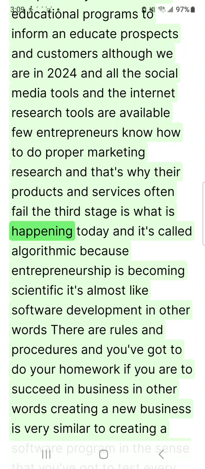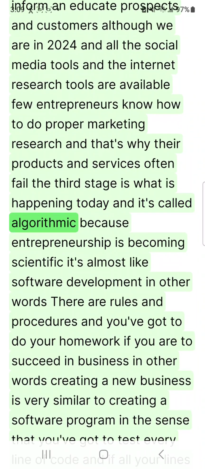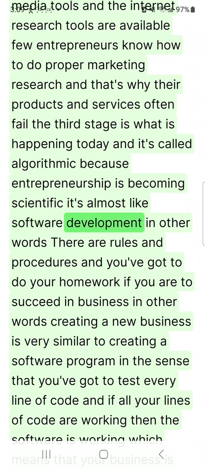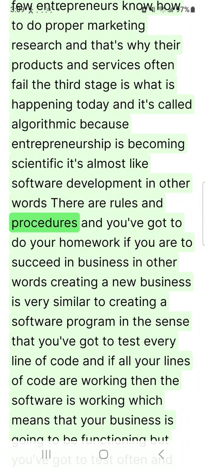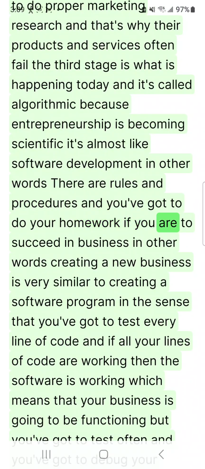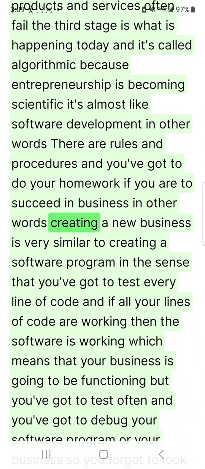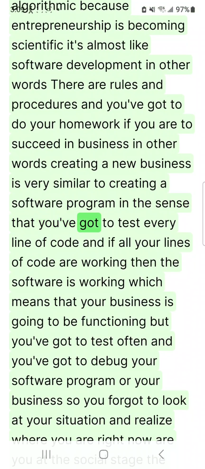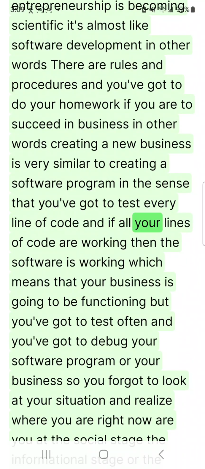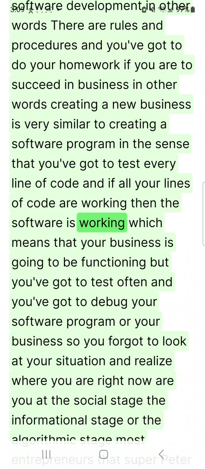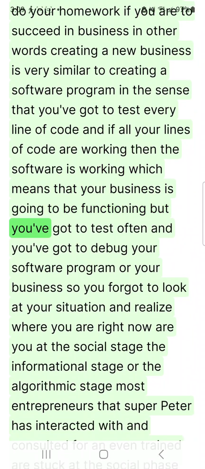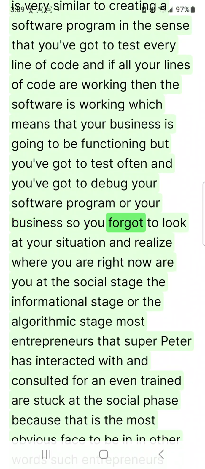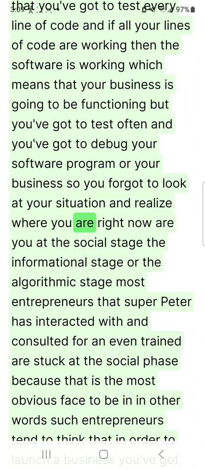The third stage is what is happening today, and it's called algorithmic because entrepreneurship is becoming scientific. It's almost like software development. In other words, there are rules and procedures, and you've got to do your homework if you are to succeed in business. Creating a new business is very similar to creating a software program in the sense that you've got to test every line of code. And if all your lines of code are working, then the software is working, which means that your business is going to be functioning. But you've got to test often, and you've got to debug your software program or your business.